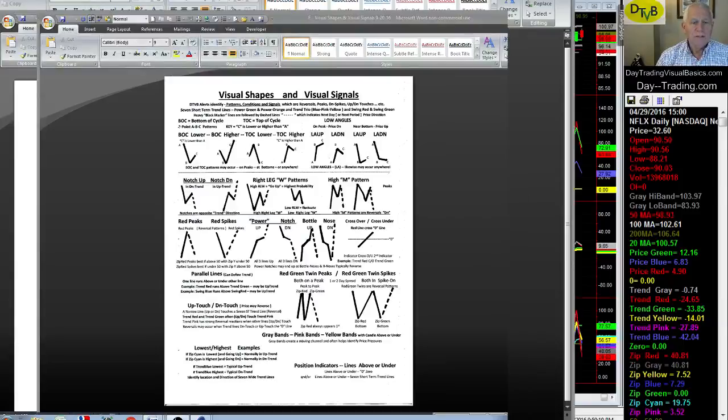The visual shapes and visual signals are patterns that we look at in the narrow line indicators. There are 22 narrow line indicators out of the 40 indicators in the Day Trading Visual Basics system, and these dashed lines indicate the next day price direction. I'm not going to go through them in this particular video. There are other videos that will explain them in detail.